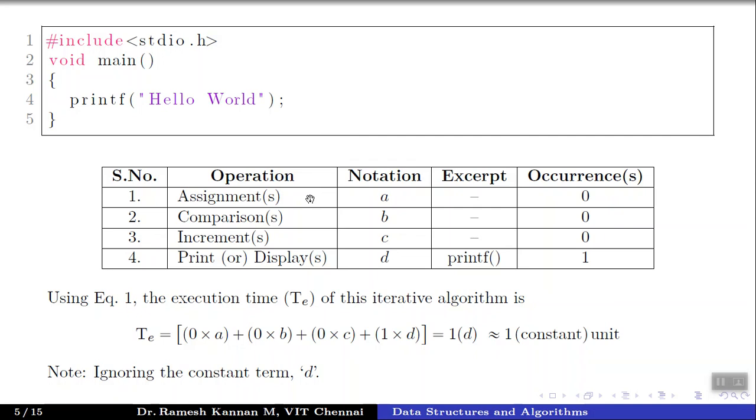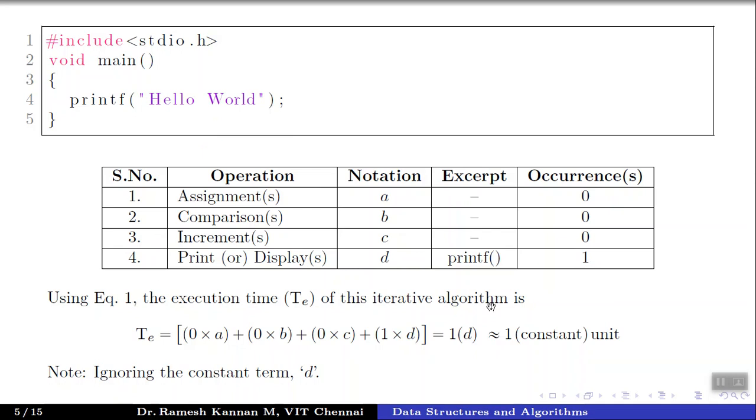Remember, in the empirical relation we have the assignment operation, the comparison, the increment operation, and the print or display operation. Let's compare this with the code. This code has no assignment operation. We have not assigned any variable here, and we also do not have comparison and increment operations. So A, B, C are 0, whereas we have a function called printf, which comes under the print or display operation, D, and the occurrence of that is only once in this program.